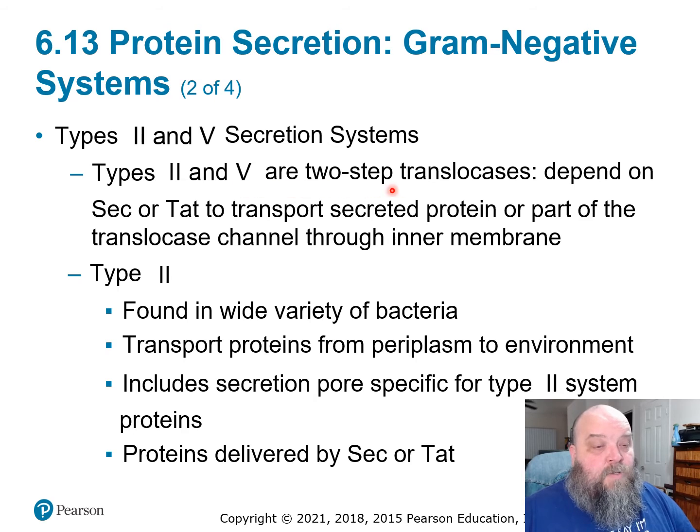2 and 5 are two-step translocases. Okay, they depend on sec or tat to get stuff to the periplasm, and then the second part is going to move it across the outer membrane. Type 2 is found in a wide variety of bacteria. Okay, this one's widely available. It's widely out there. Transport proteins from periplasm and out.